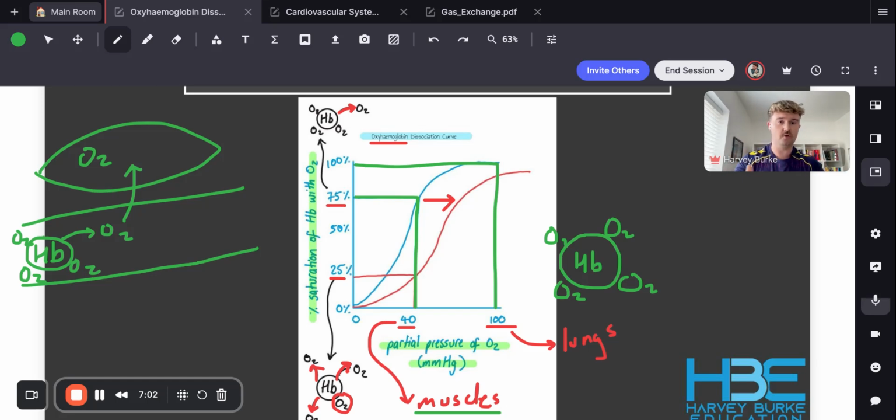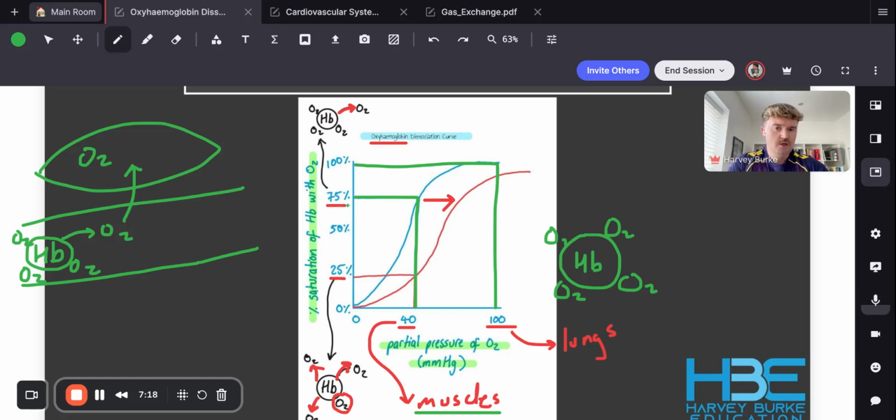Like the relevance of the Bohr shift is pretty much just saying that during exercise, hemoglobin dissociates even more than normal. And that just means that there's even more oxygen available to diffuse into the muscle. That's what we're going to get on to talking about.